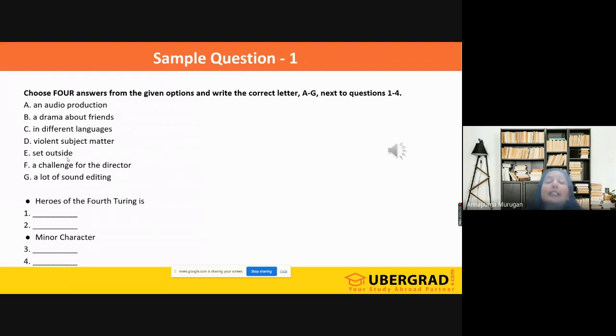And the minor character is another one, used in 6 different languages, isn't it? And it is a crazy thing. Crazy in the sense what? It is a challenging thing. Why? Because to include all the 6 languages, that's the reason we can take C and F for the minor one, and Heroes of the Fourth Turning is nothing but B and E. So therefore the first one is B, second one is E, third one is C, and fourth one is F. Got it, guys?